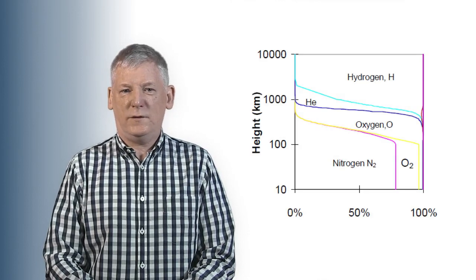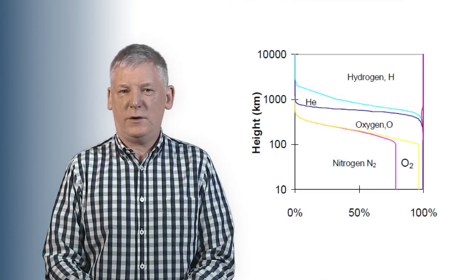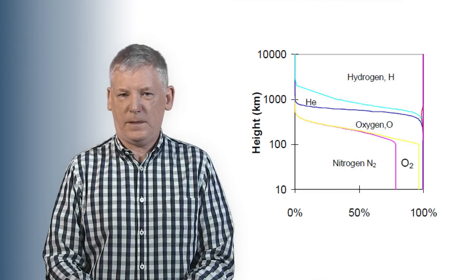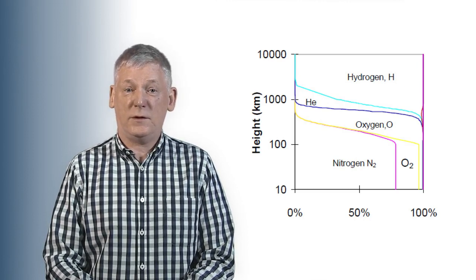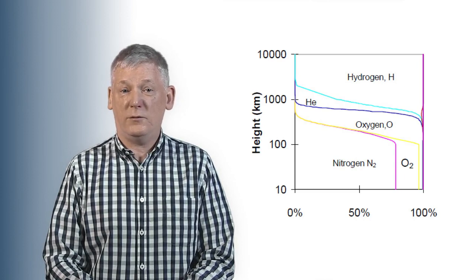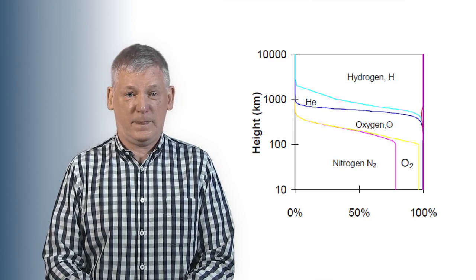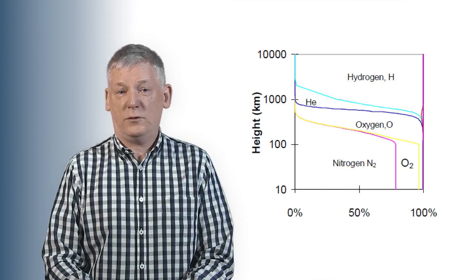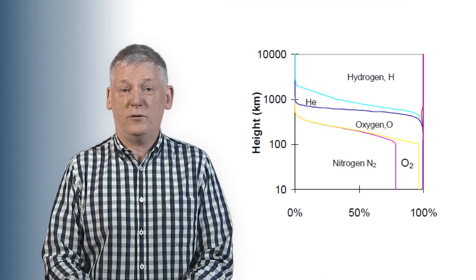The next thing to consider is how composition varies with altitude. In general, the atmosphere is very well mixed, with more or less the same composition up to about 100 kilometers. That is, if we ignore species that are produced in small amounts by photochemistry, such as ozone. The figure shows this, with the atmosphere below 100 kilometers being composed mostly of N2 and O2.